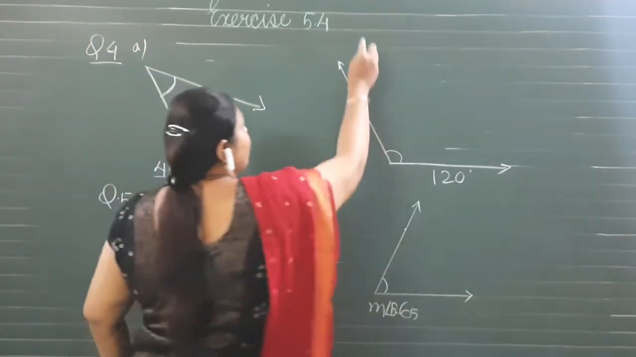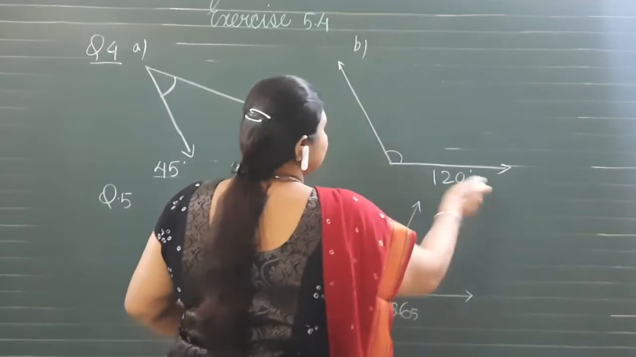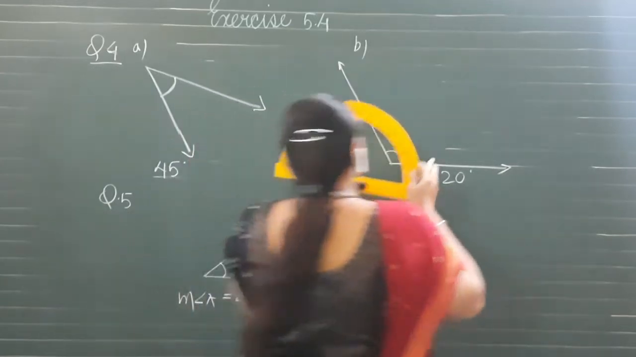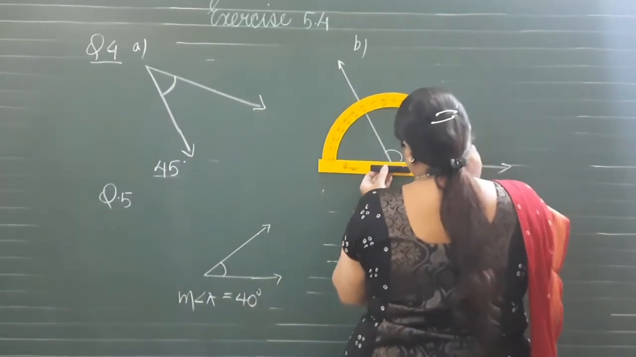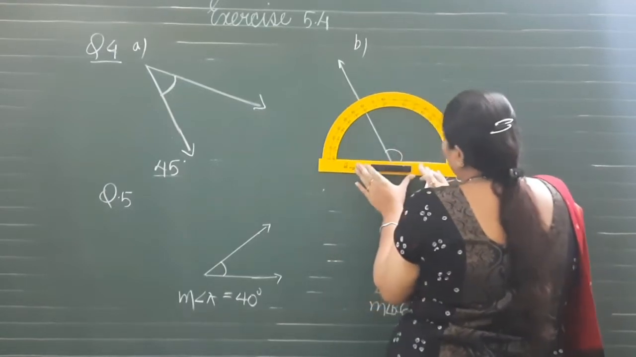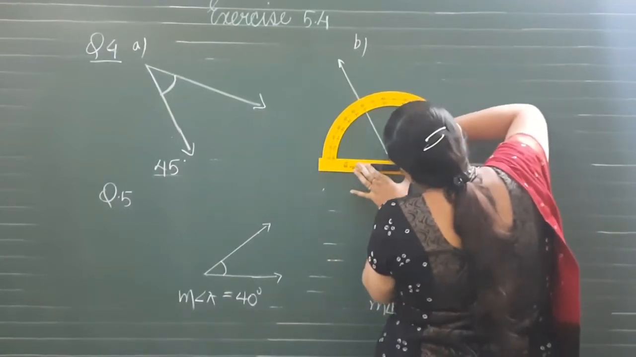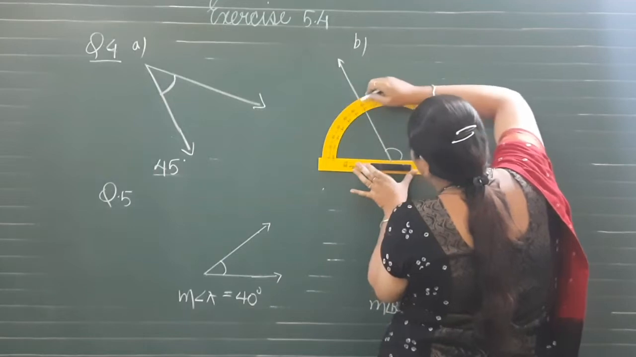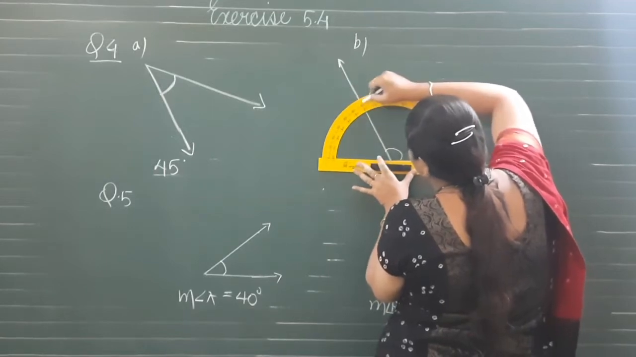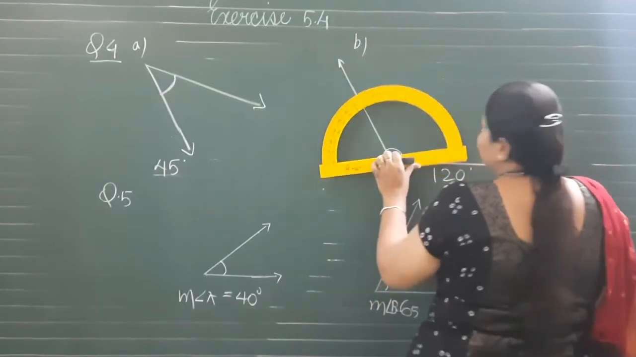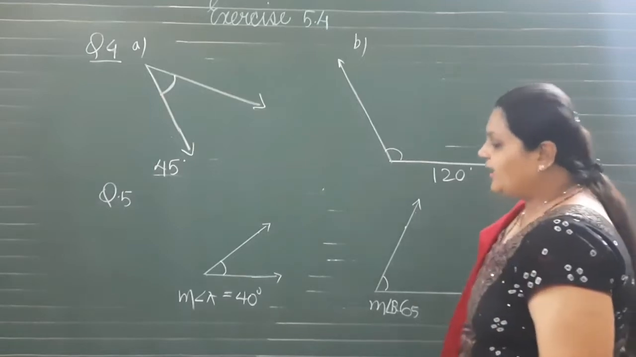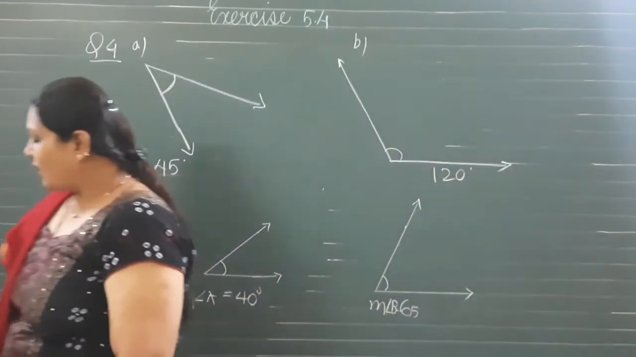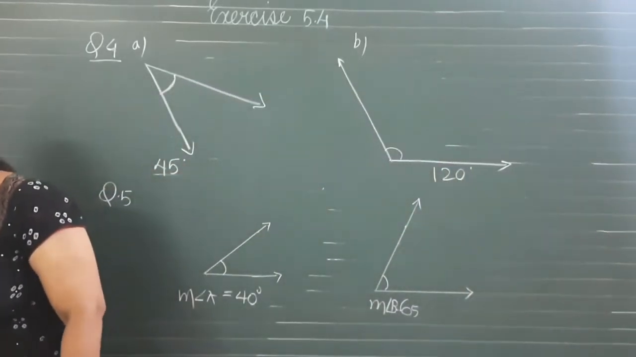Same way, B. You are given this angle. So how to measure? Very first we will keep our protractor on the vertex. And from where the line passes, that we will observe. It passes through 120. So the measure of the angle is 120 degree. So this is how we have to measure the angle.